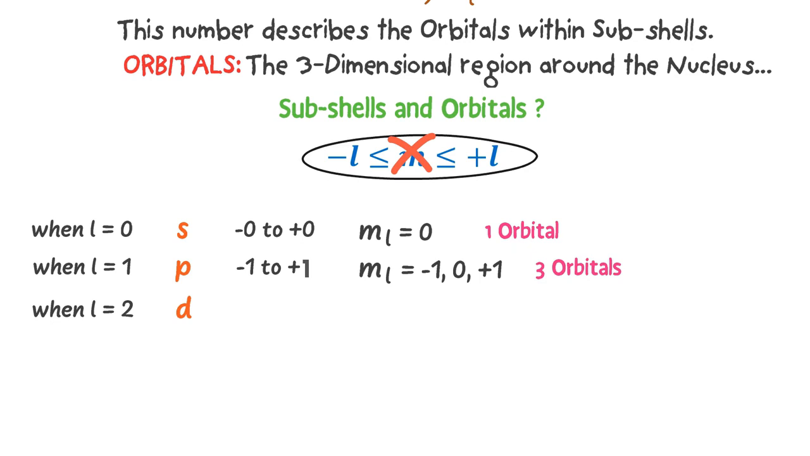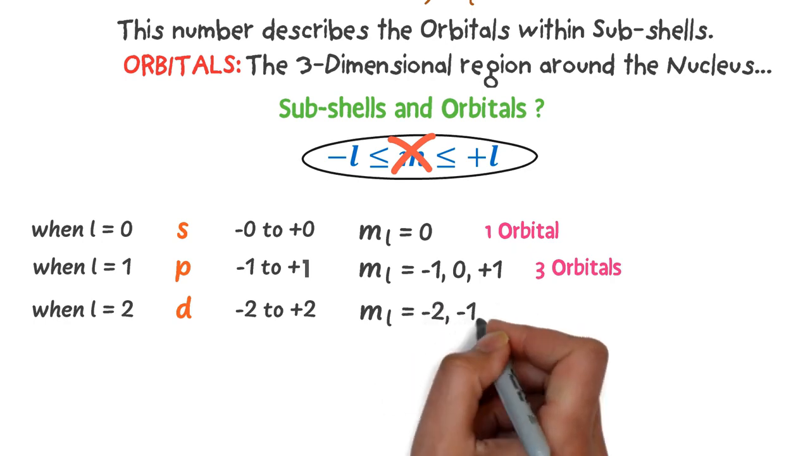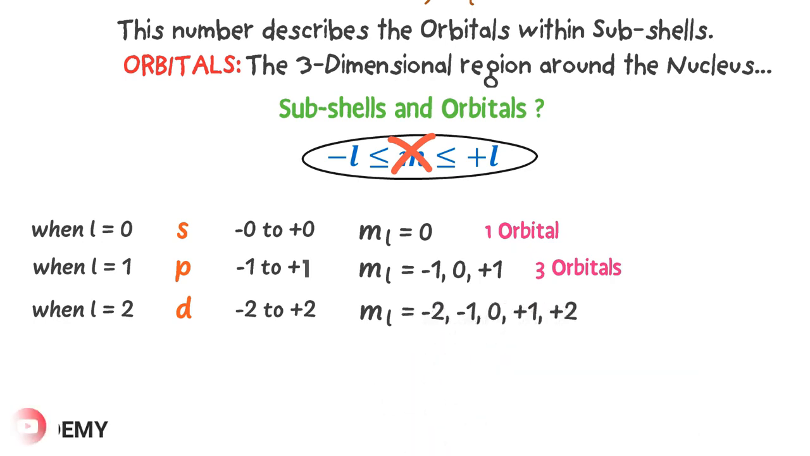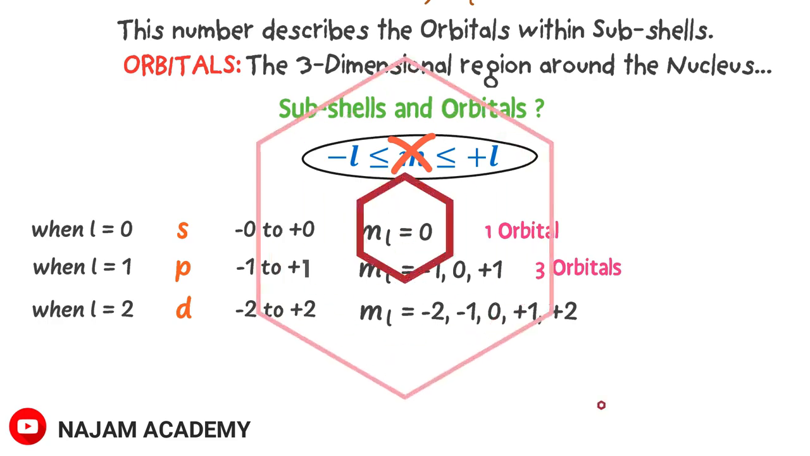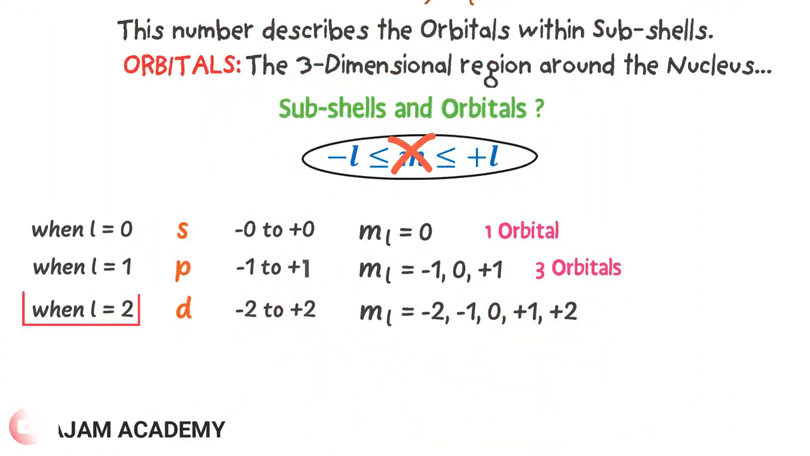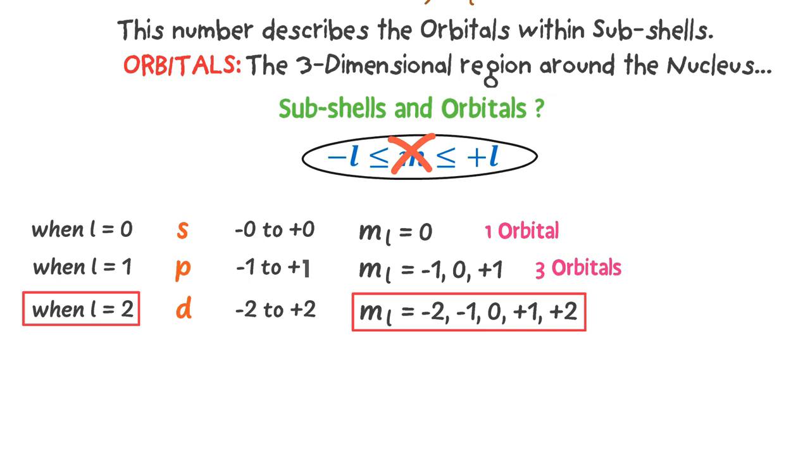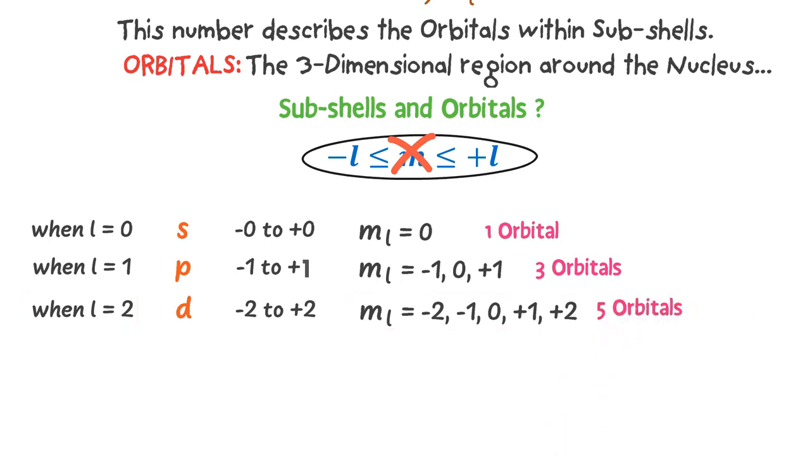Thirdly, when L is equal to 2, it is the D subshell. What about the possible values of ML? Well, go from negative 2 to positive 2. Negative 2, negative 1, 0, positive 1 and positive 2. Thus, when L is equal to 2, ML is equal to negative 2, negative 1, 0, 1 and 2. And the D subshell has 5 orbitals.